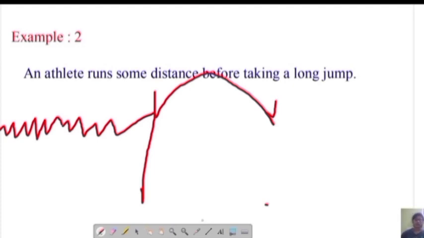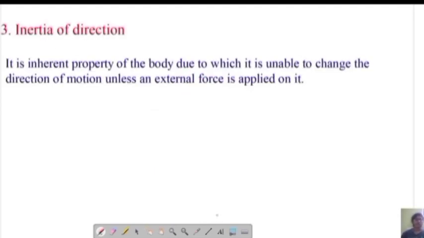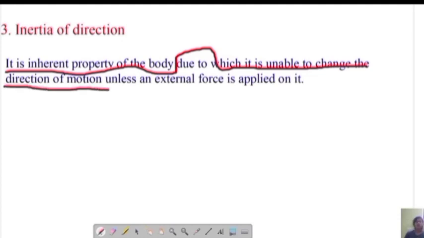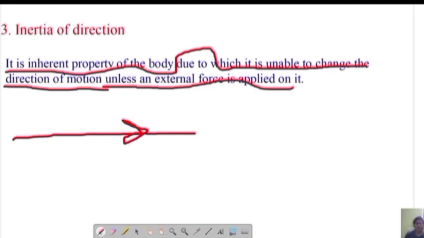Okay, so the next type of inertia is inertia of direction. So what is inertia of direction? Let's know the definition. It is the inherent property of the body due to which it is unable to change the direction of motion. So the direction of motion is difficult to change unless an external force is applied on it. What does it mean? If an object is traveling in one particular direction, it tries to stay in that direction only.